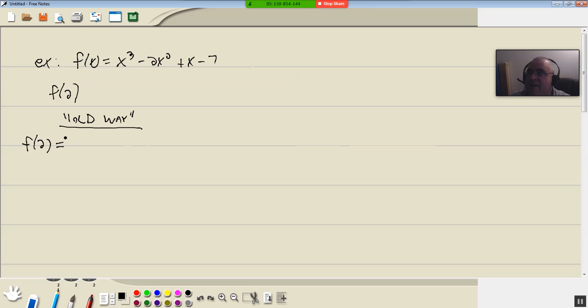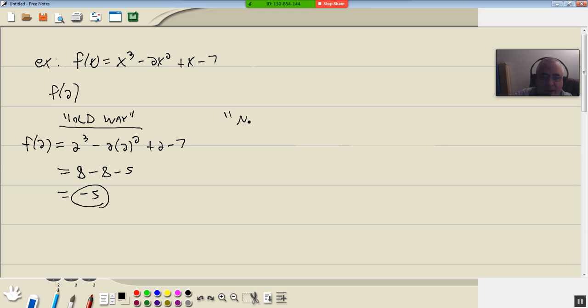Our old way to find a value of a function, evaluate the function, we take the number inside of parentheses here and plug it in for the x here. So we're going to have 2 to the third minus 2 times 2 squared plus 2 minus 7. 2 to the third is 8. 2 squared is 4 times 2 is 8, so we got 8 minus 8. And then 2 minus 7 is going to give us negative 5. And 8 minus 8 drops away, and we get negative 5. Not too hard. The new way.